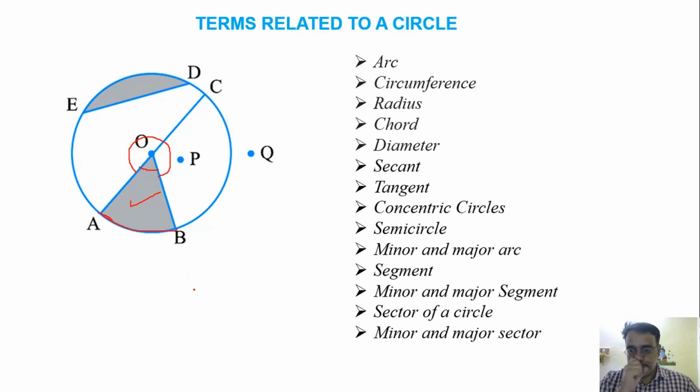Any doubt in these terms related to circles? No, sir. Okay, now congruent circles. Two circles are said to be congruent if their radii are equal. Congruent circles imply the radii of those circles are equal. Conversely, if the radii of two circles are equal, they are congruent.